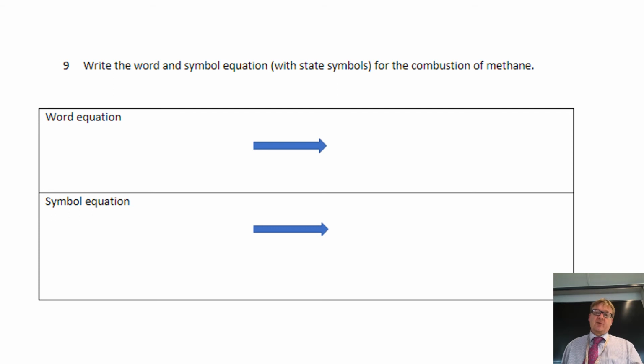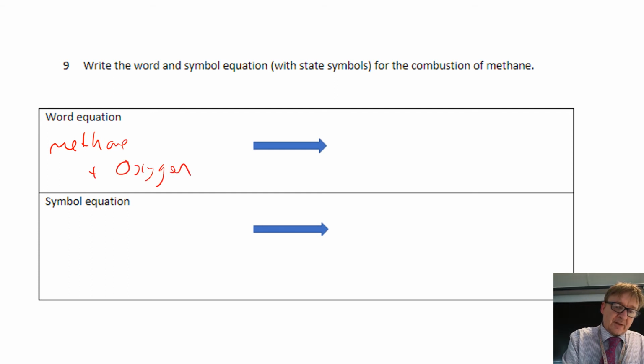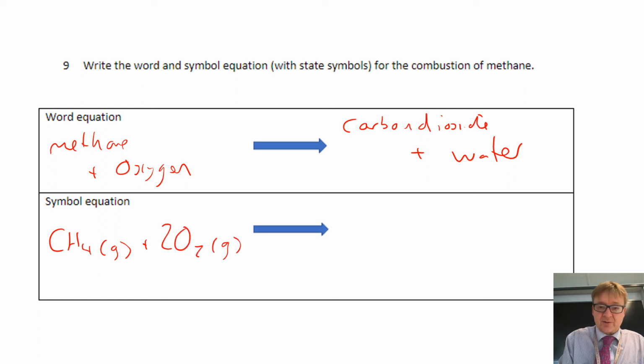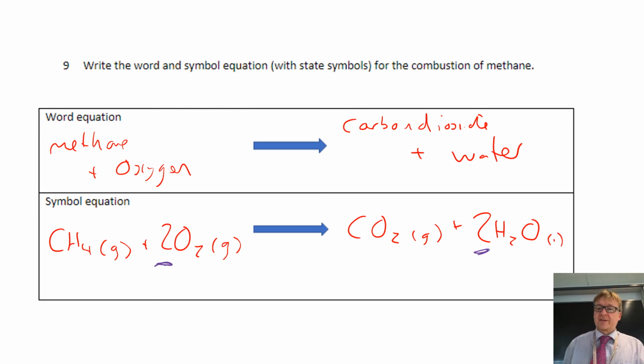Right, the word and symbol equation for the combustion of methane. So the word equation is methane plus oxygen makes carbon dioxide plus water. Okay, and in this one, it is CH4, which is a gas, plus 2O2, which is a gas, goes to CO2, which is a gas, plus 2H2O, which is a liquid. Okay, and then the 2's there are due to the balancing.